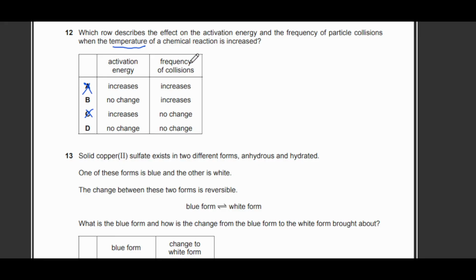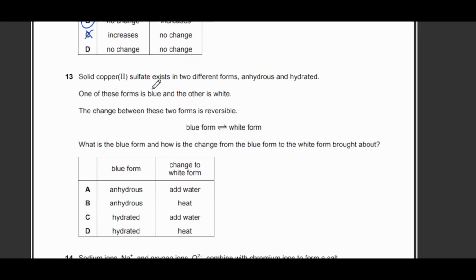Frequency of collisions. When you increase temperature, the average kinetic energy of particles increases. And what happens when particles have more energy? They move more, and therefore they will collide more. So therefore, answer is B. The only thing that can change the activation energy would be the use of a catalyst. Since here there's no catalyst, you only change temperature, no change in activation energy.